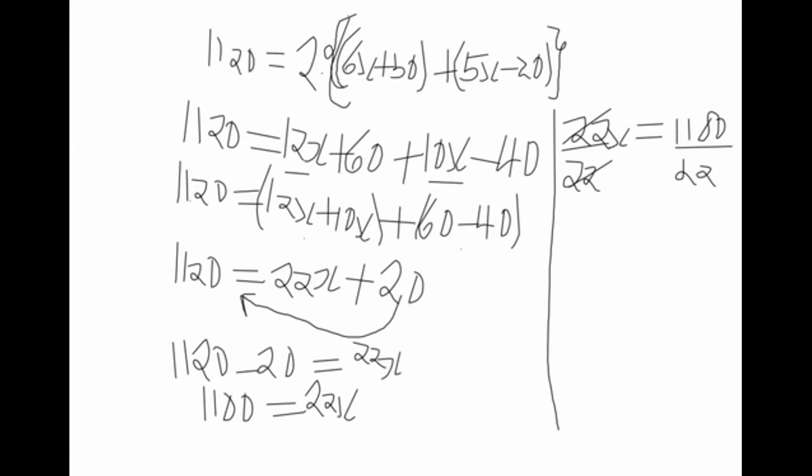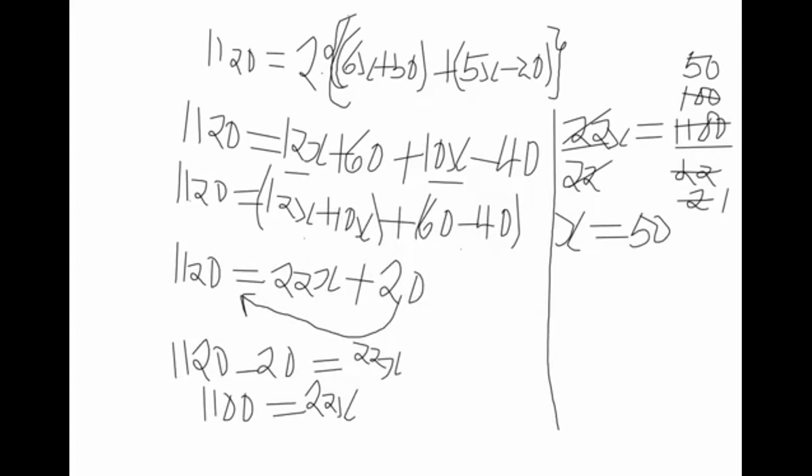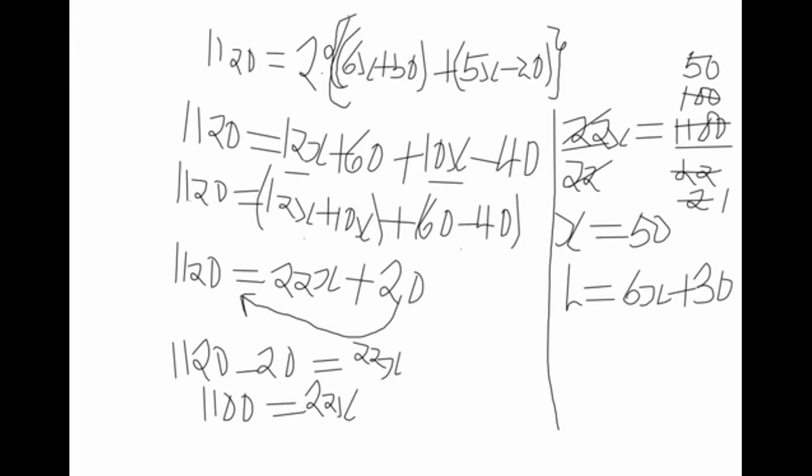22 and 22 cancel. So x equals 1100 divided by 22, which is 50. So our x is 50. Now we substitute: wherever we have x, we substitute with 50. For the length, which was 6x plus 30, we'll have 6 into 50 plus 30.